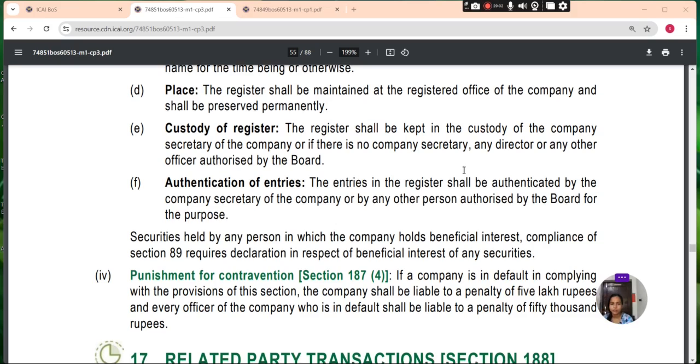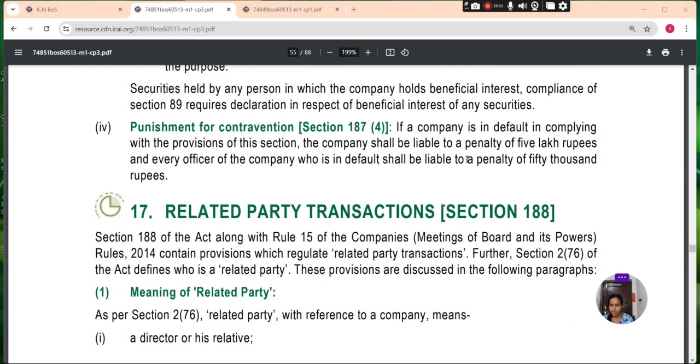Then what will be the punishment for contravention? Section 187: if a company is in default in complying with the provisions of this section, the company shall be liable to a penalty of 5 lakh rupees. It will be liable for a penalty of 5 lakh rupees, and every officer of the company who is in default shall be liable to a penalty of 50,000 rupees.